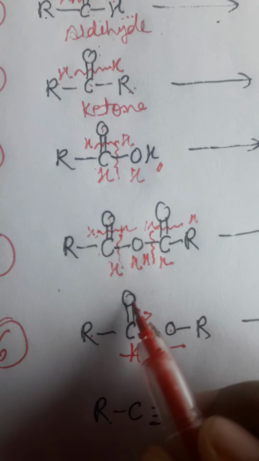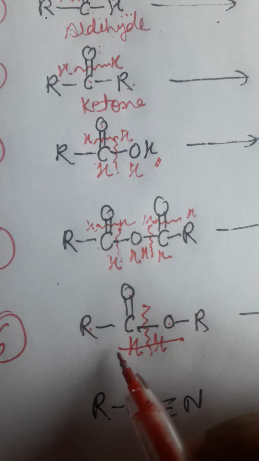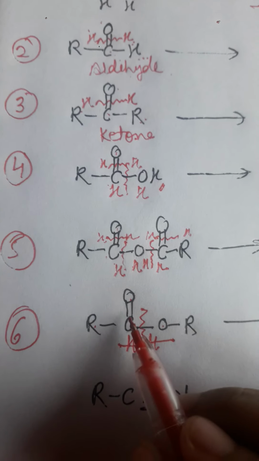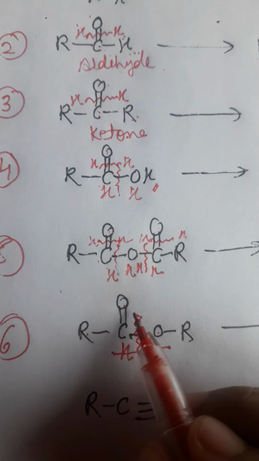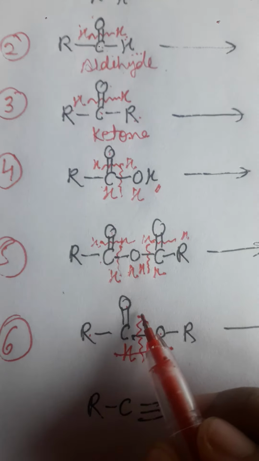What am I getting? RCHO. Again, R-OH means aldehyde and alcohol. Again, what can I do? Aldehyde you know very well, whenever you get the aldehyde, again you can break down this bond and get one hydrogen on one side, one hydrogen on the other side. You can also write here RCH2OH, meaning alcohol.